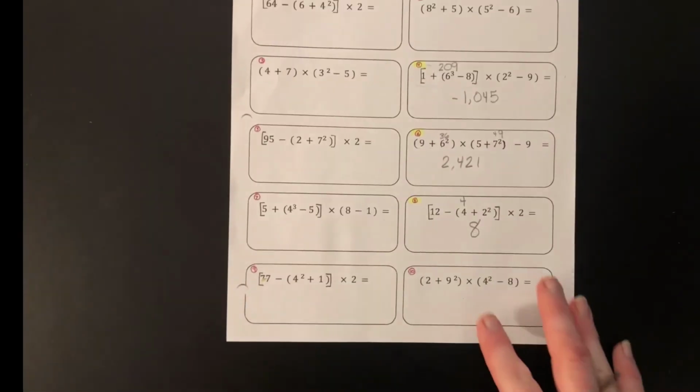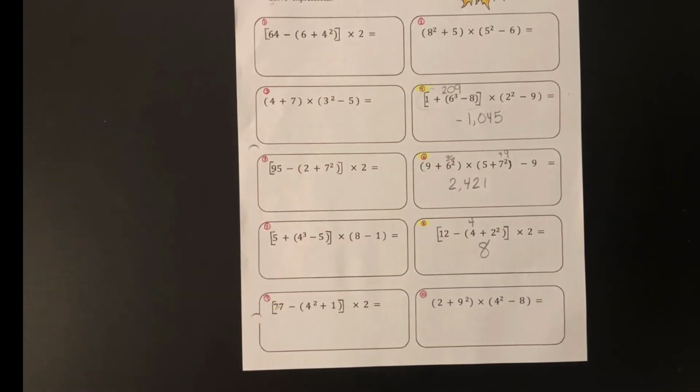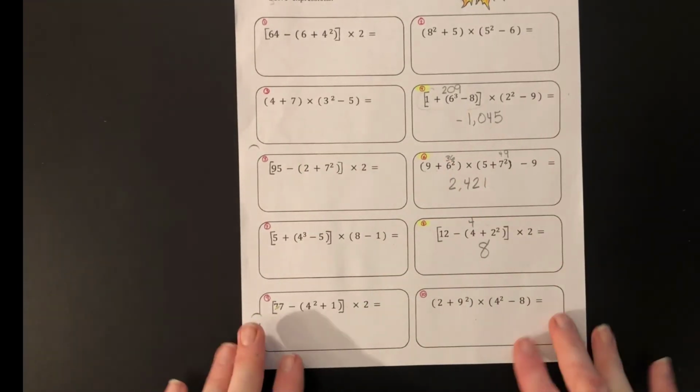So you've got the rest on your own. There are none of them that should surprise you. I think I did a sample of each type, so I think you got this.